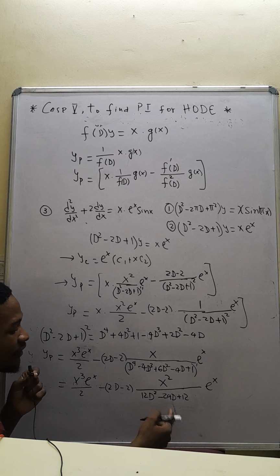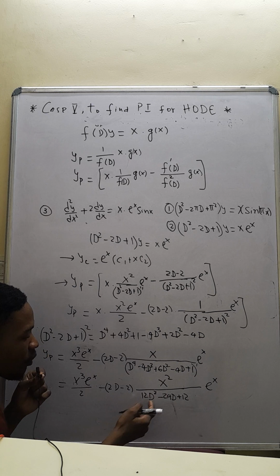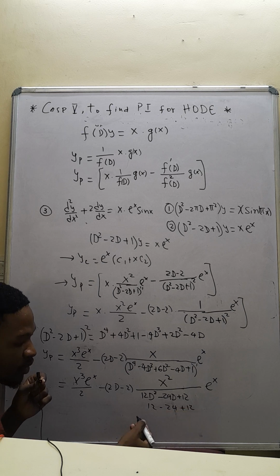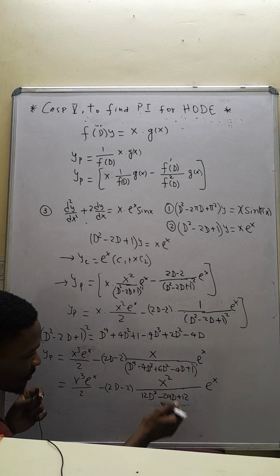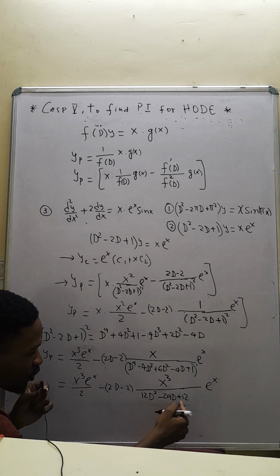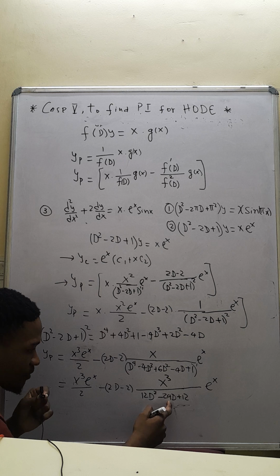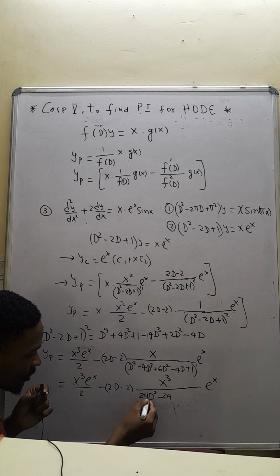Now, just look at here. If you put here 1, it will be 12 minus 24 plus 12. It will be 0 again. So, come here and derive again. And put here x cubed and derive again. If you derive again this guy, what will it be? It will be 0, it will be 24, and here it will be 24d.